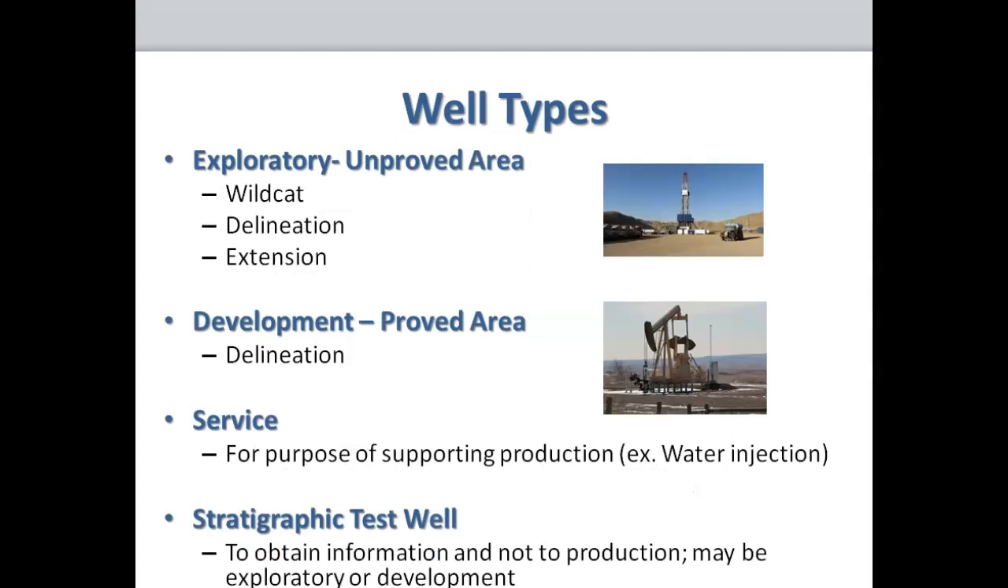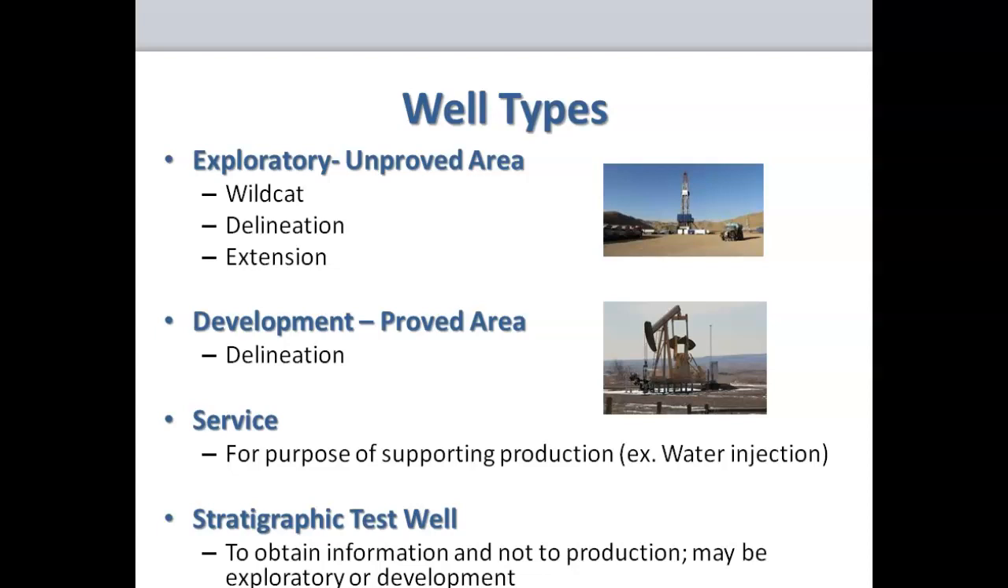There are different well types, and these are going to be accounted for differently. If it's an unproved area, then it's going to be considered an exploratory well. So wildcat would be where there's no exploration or production in the area. Delineation is drilled where engineers believe the outer perimeter of the reservoir is, to determine what that perimeter is. And you can have an extension well. This will be drilled to test the boundaries of the known reservoir.